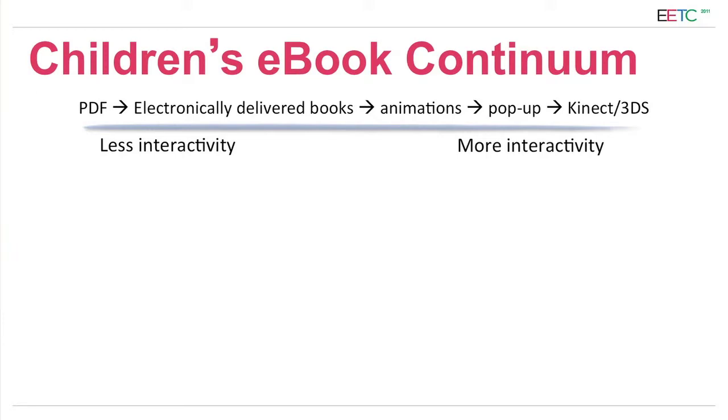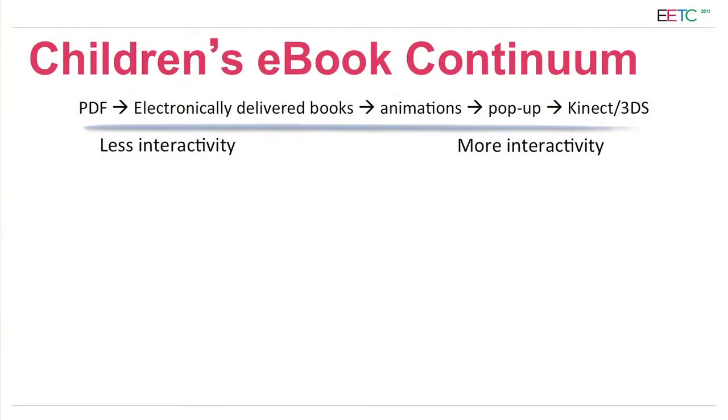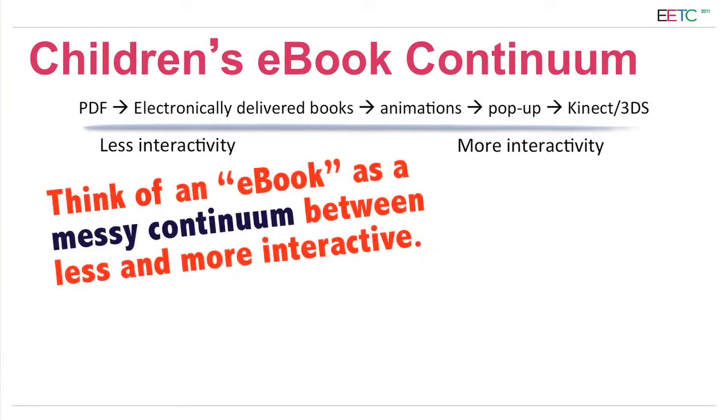Less interactive is like the PDF. That's an ebook system because it's electronic and you can deliver all sorts of print with a PDF. And I've actually seen commercial apps that sort of digitize pages. They're just JPEGs of pictures. That's an ebook versus more interactivity. And on the end is the Nintendo 3DS and Kinect. So those are some of the most important. At the bottom, think of an ebook as a messy continuum between less and more interactive. Okay? And it's messy. Deal with it.